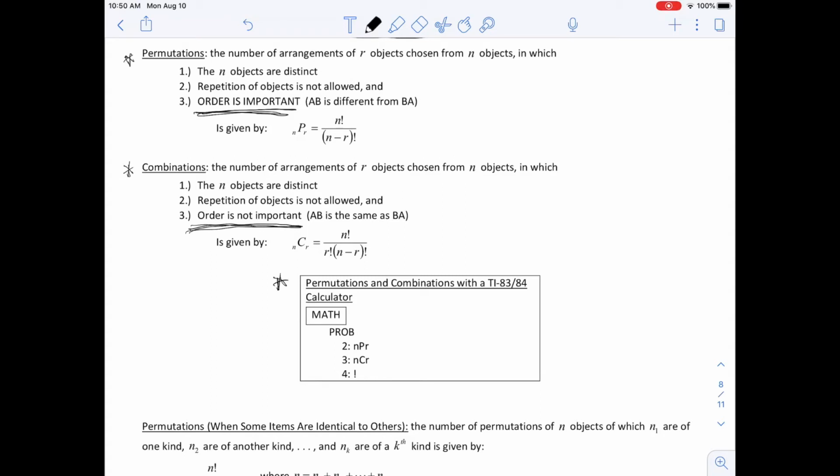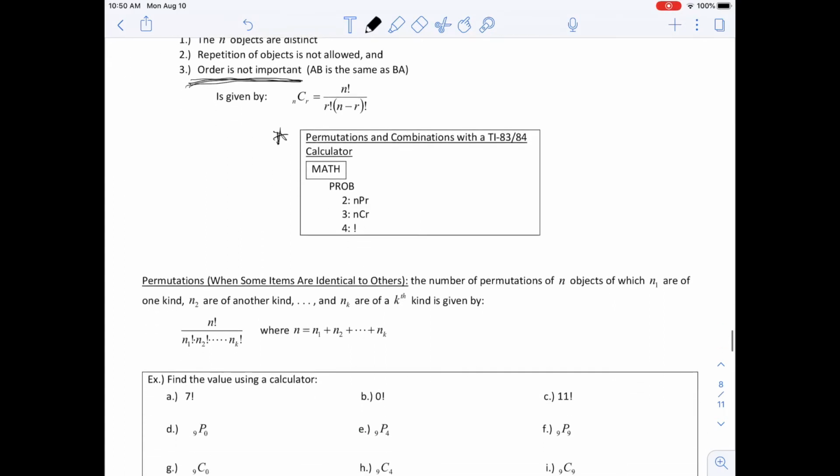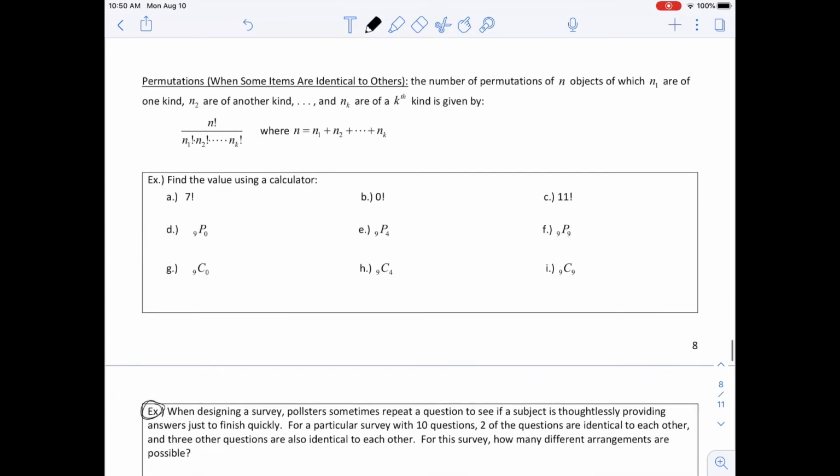Right below that, we do have a box on how to use our graphing calculator to help along with this. And you'll notice we have an nPr and an nCr, and then also an exclamation mark. So we have our permutations, combinations, and factorials. To get to this, we're going to go ahead and select our math button, and then we're going to go over to PRB or PROB, depending on which TI graphing calculator you have. And then you select whichever one of those three things that you would need to use.